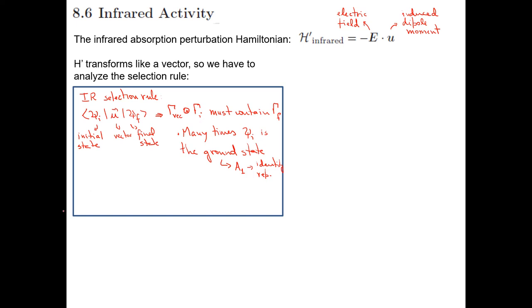So basically you have to take the direct product of gamma vector with A1, which is just gamma vector. And then you just verify if your final state representation is contained in the gamma vector representation, and you are going to identify which modes are possible for final states in terms of absorption of infrared radiation. Okay, let me do some examples.